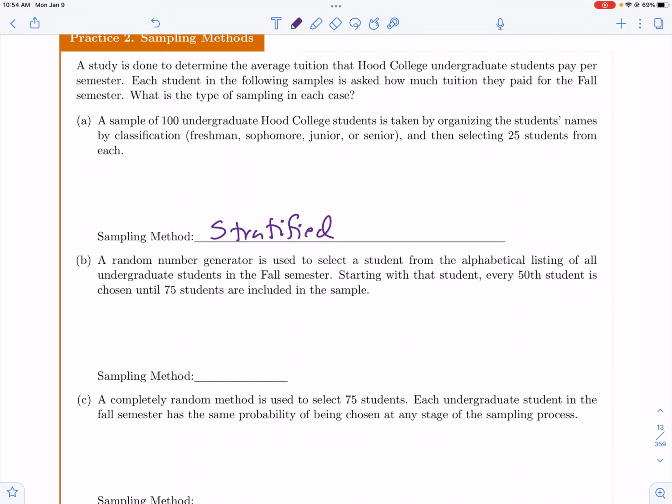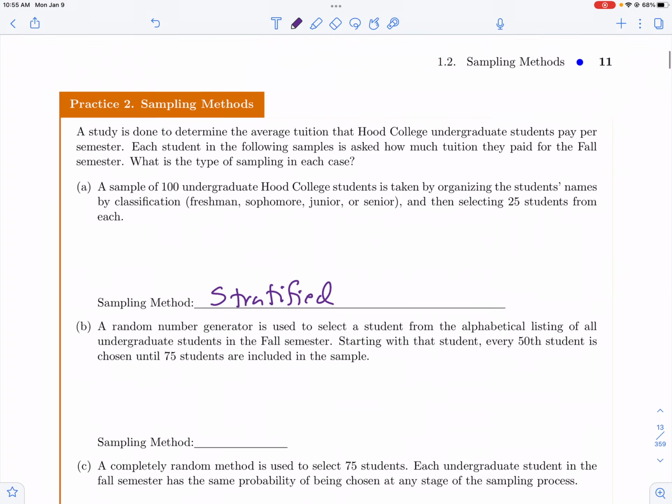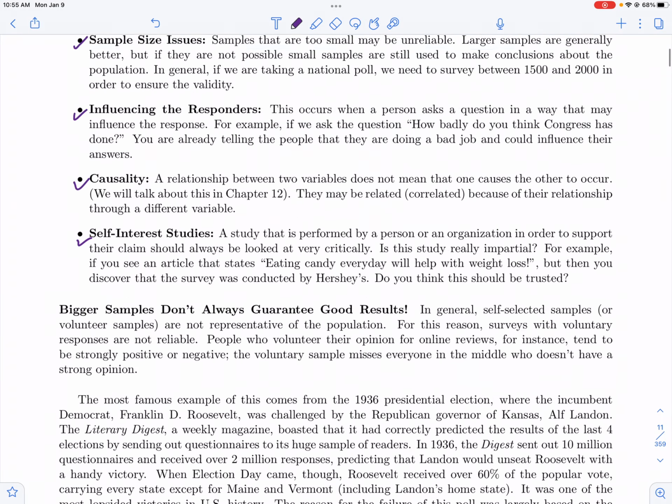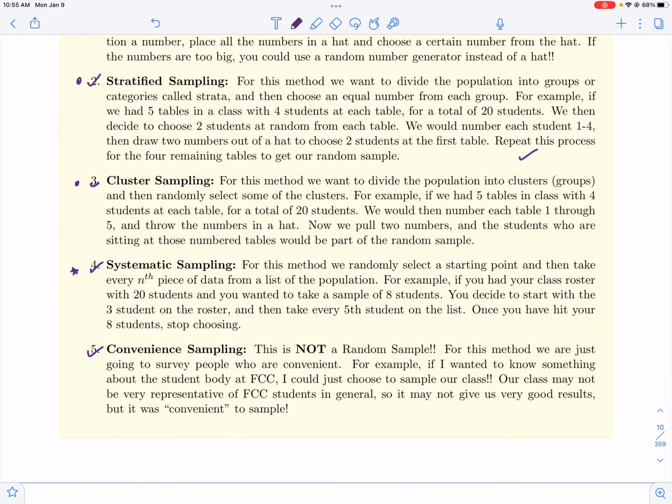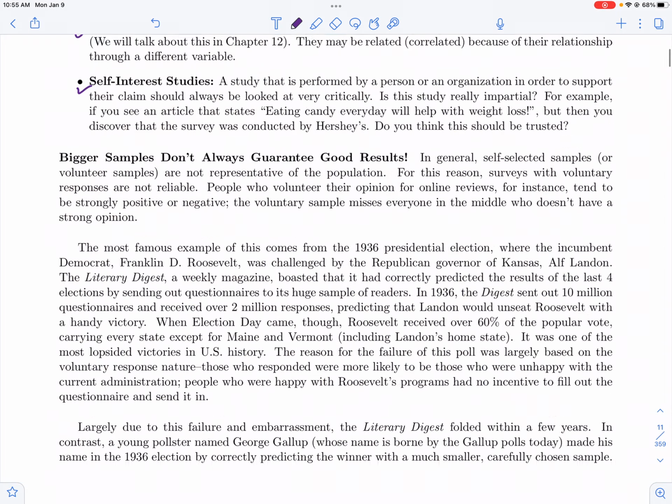All right, so for B, a random number generator is used to select a student from the alphabetical listing of all undergraduate students in the fall. Starting with that student, every 50th student is chosen until 75 students are included in the sample. So again, this is the one where we start off with a certain number and then keep going in that order throughout. So this is going to be our systematic sampling.